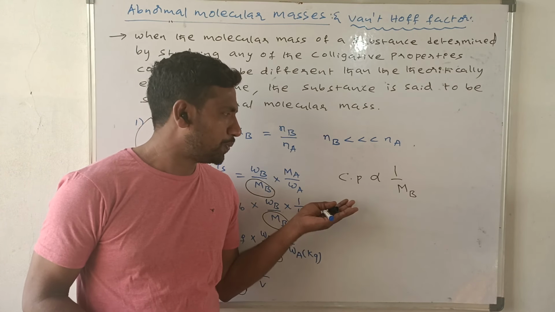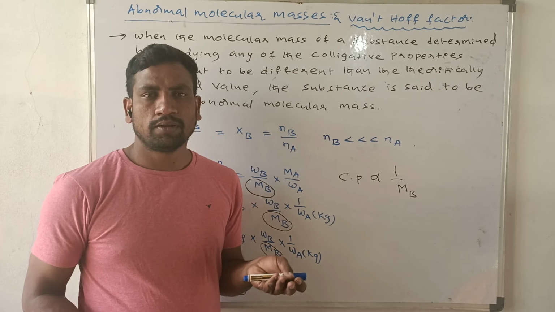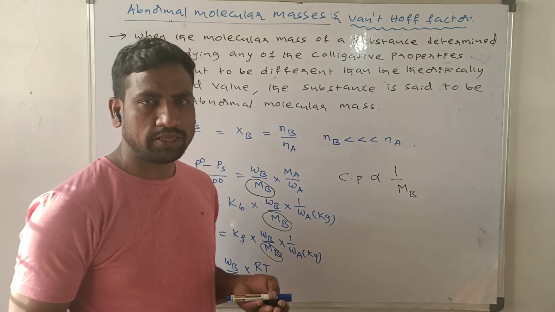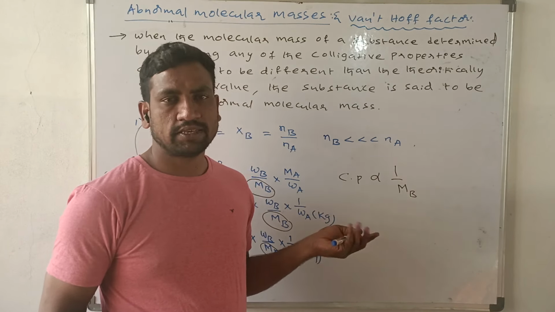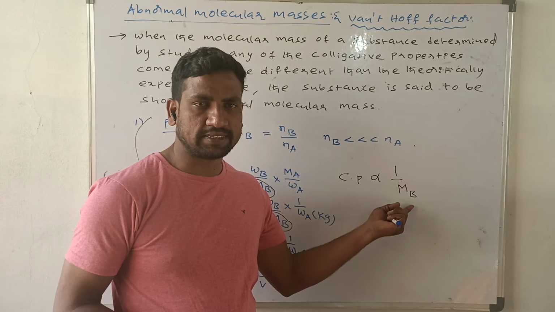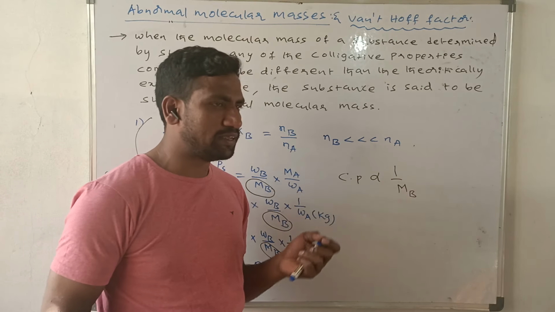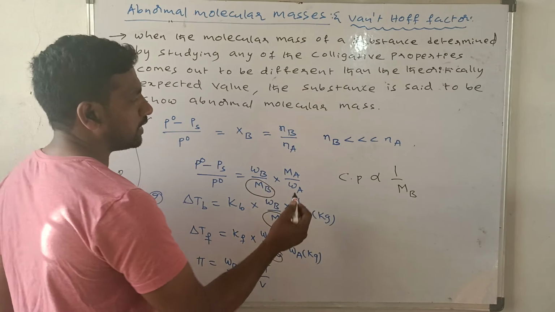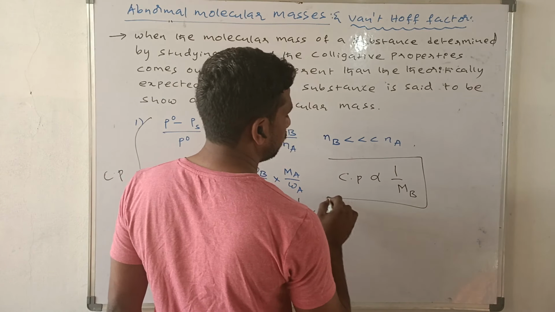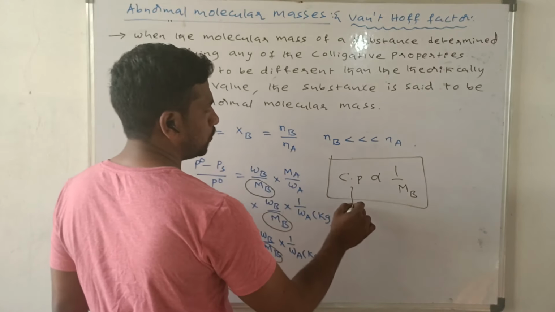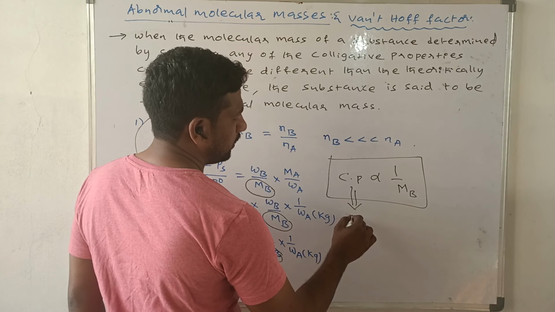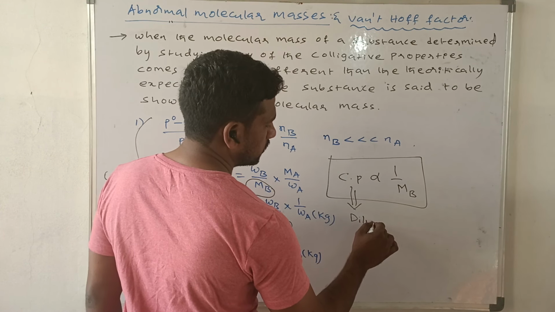If the colligative property increases, what does that mean? The molecular mass of the solute decreases. If one increases, the other decreases. Both are inversely related, and these colligative properties are particularly applicable for dilute solutions.